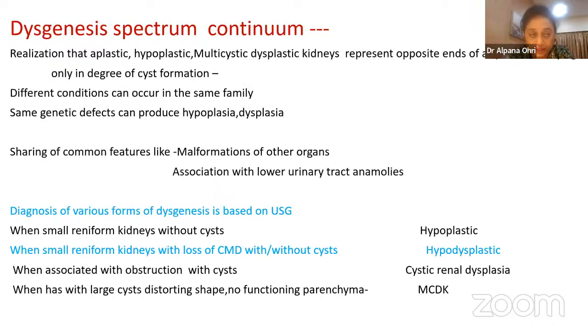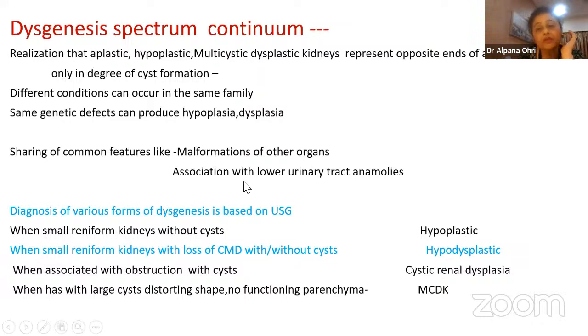Going on to the next part of my talk, which is on dysgenesis. As I mentioned earlier, dysgenesis is actually a spectrum. It has been realized that aplasia, hypoplasia, multicystic dysplasia represent opposite ends of a spectrum, varying only in the degree of cyst formation. Different conditions can occur in the same family. The same genetic defect can produce hypoplasia, dysplasia, etc. And also there are a number of other features which are common, like malformations of other organs, association with lower urinary tract anomalies, which I agree is more common with dysplasia, but happens in some subsets of patients even with hypoplasia. And all said and done, they do follow a common course and prognosis.